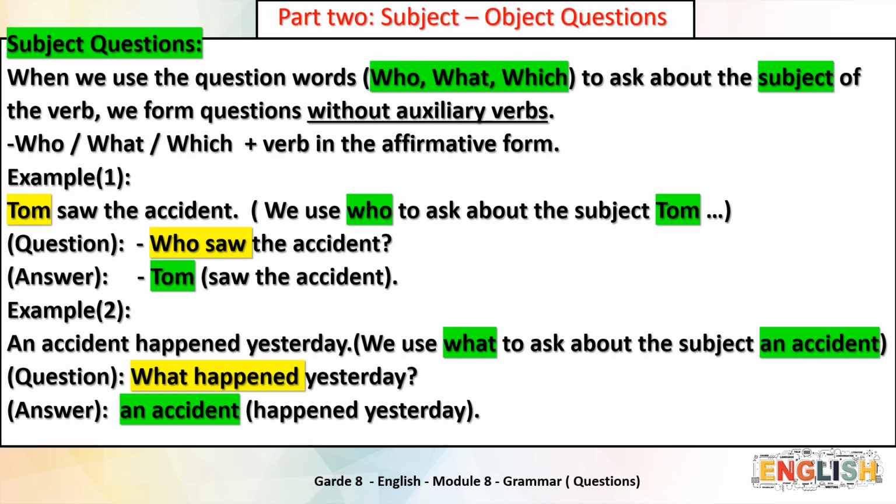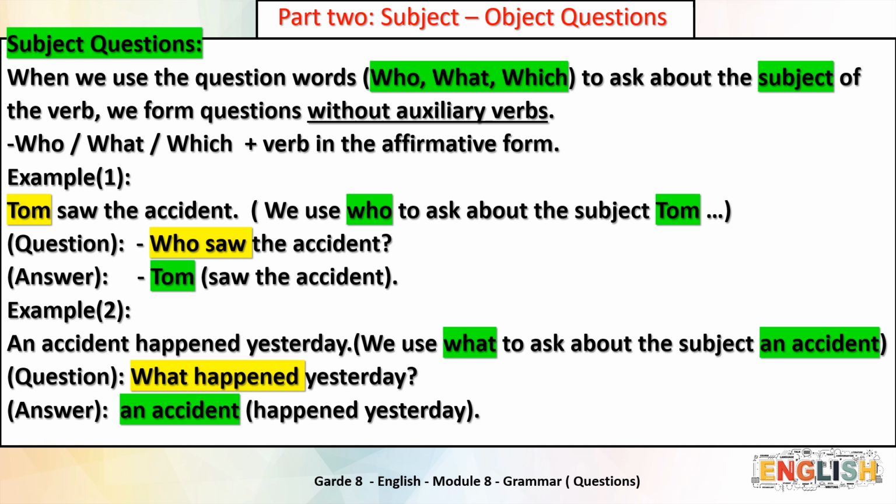Now let's start with part 2, asking about subject or object. Let's start first with the subject. When we use question words like who, what, or which to ask about the subject of the verb, we form questions without using an auxiliary verb. It means who, which, or that plus the verb in the affirmative form.